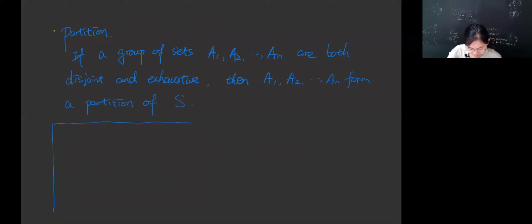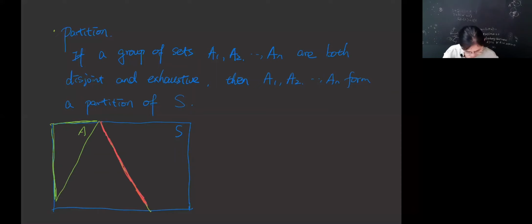In Venn diagram, we can draw a representation of a partition like this. Let's say this is A. This polygon-shaped area is B. And let's say the rest is C. Okay, so this area is C. Then A, B, C form a partition.